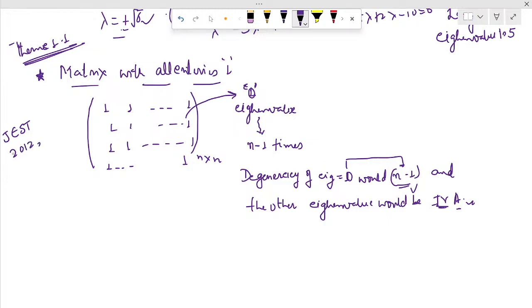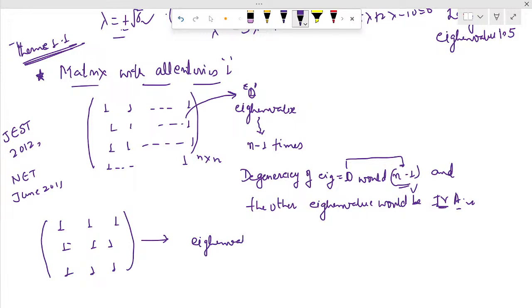Okay, the same question you will find was asked in the NET exam of June 2012 or 2011 also. You were given the matrix 1 1 1, 1 1 1, 1 1 1, and you were asked the eigenvalues for the same.